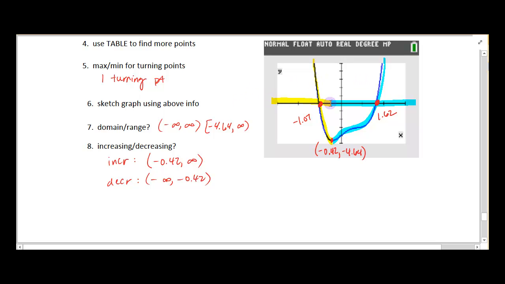Remember, increasing is when x is increasing, where is y increasing, and that is in this section over here. We state that based on the x value, so it is increasing from negative 0.42 to infinity. And then the function is decreasing, the y values are decreasing, from negative infinity to negative 0.42. So that's how we can use our graphing calculator to analyze a polynomial function.